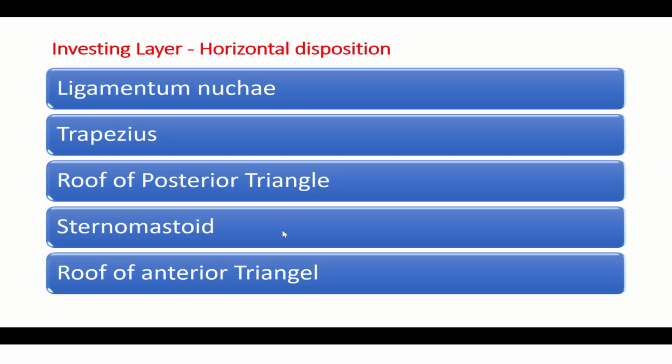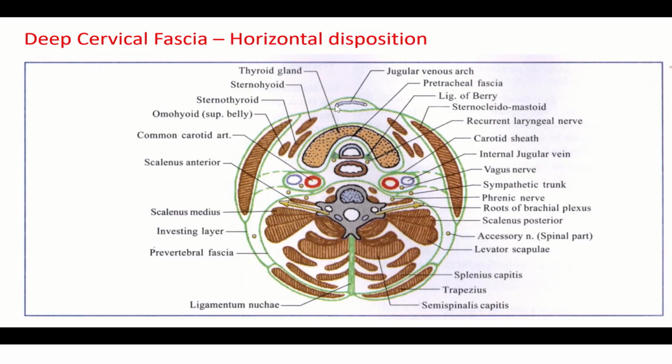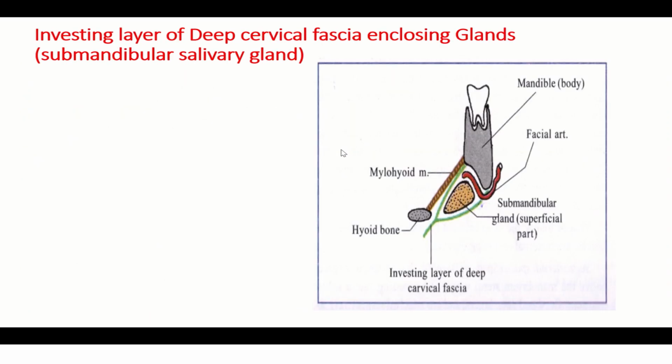So you can see here, this is the jugular venous arch. You can see this is the jugular venous arch connecting the anterior jugular veins in the suprasternal space of Burns.